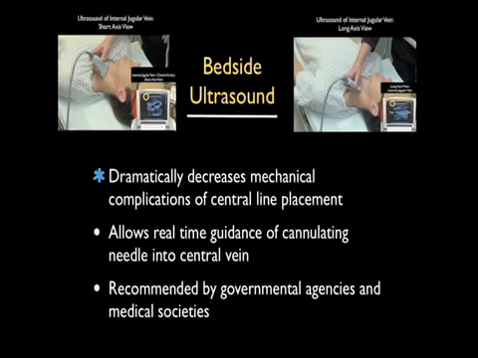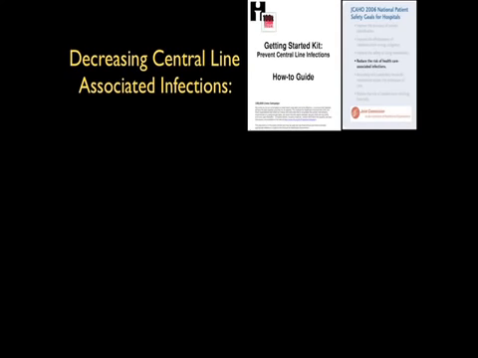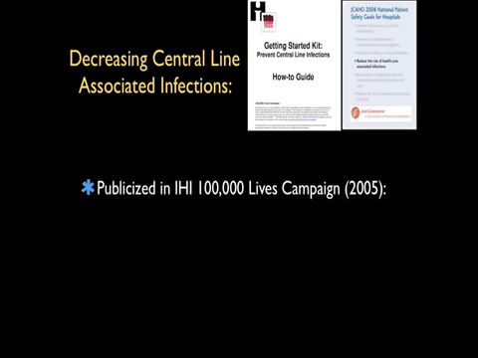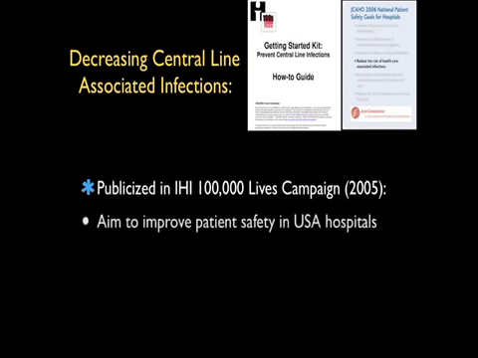Because of these recognized complications of central line placement, bedside ultrasound has stepped up to help us lower the complication rate. Bedside ultrasound dramatically decreases the mechanical complications of central line placement, allowing real-time guidance of the cannulating needle into the central vein. Bedside ultrasound is now recommended by governmental agencies and multiple medical societies as an aid in placement of central lines. And over recent years, there's been increasing momentum in initiatives to decrease central line associated infections.